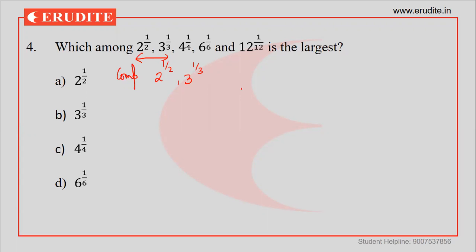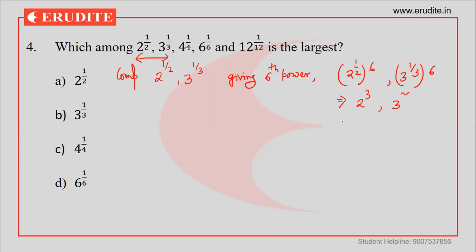That means giving the sixth power, like squaring, cubing, it is the sixth power. So it should be 2 to the power 1 by 2 whole to the power 6, and 3 to the power 1 by 3 whole to the power 6. If I do it, it would be nothing but 2 to the power 3 and 3 to the power 2. It is coming as 8 and 9. So out of that, 9 is higher. That means 3 to the power 1/3 is higher.